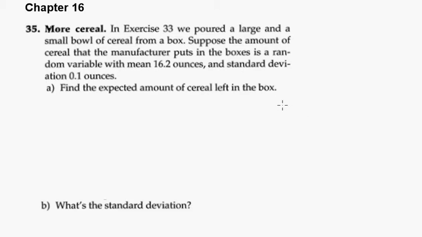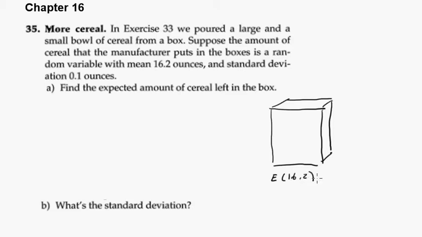So I think what we're told is the box. Let me draw my cereal box. Here it is. It has an expected amount of 16.2 ounces. Let's use B for box. The expected value of B is 16.2, and the standard deviation of the box is 0.1.